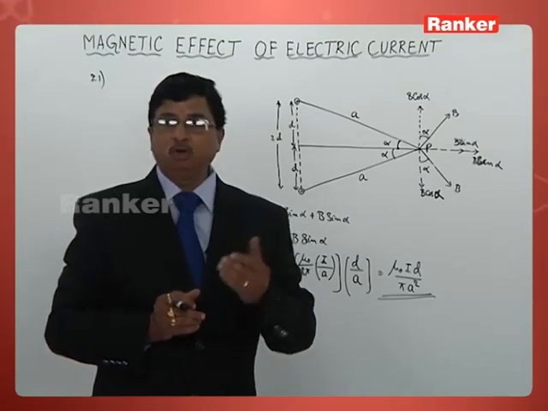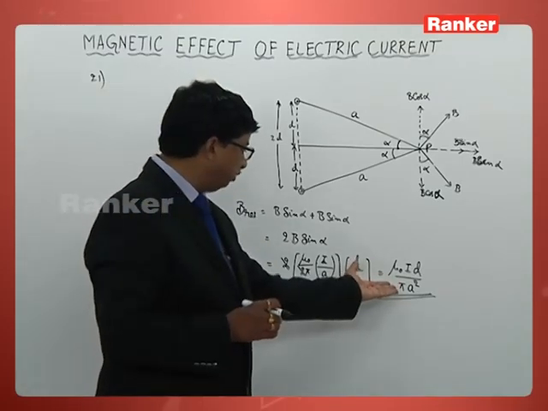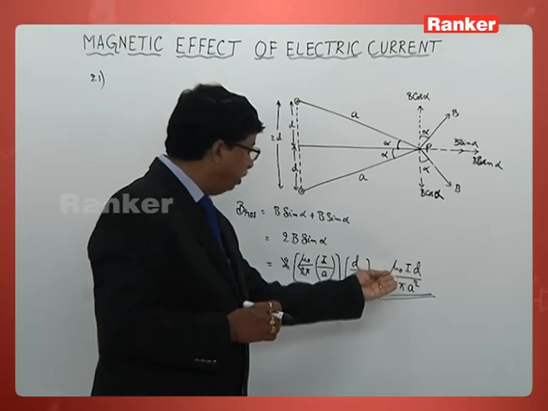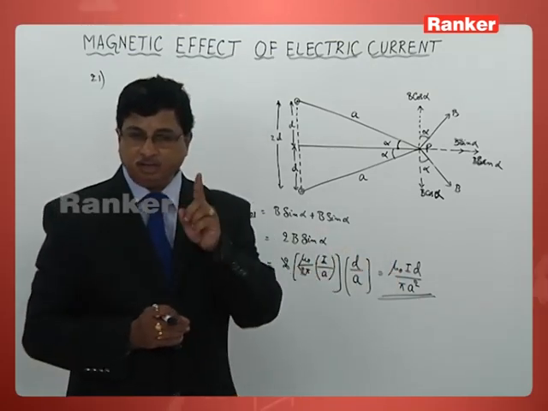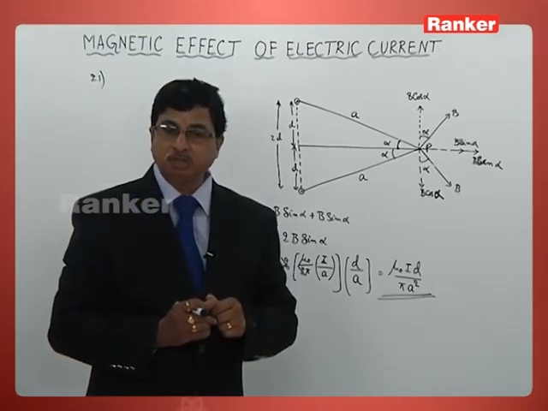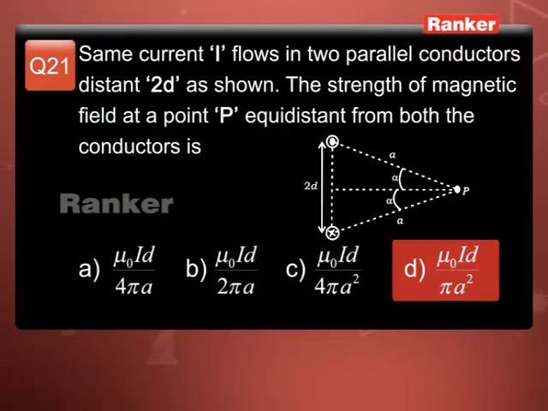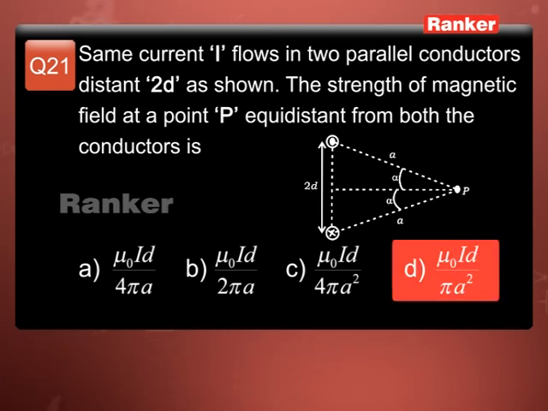That's not the right option. Mu naught I D by 2 pi A, the second option, even that is not correct. What has been calculated here is very much before you. It is mu naught I D by pi A square, which exactly coincides with the 4th option provided to us. So, mu naught I D by pi A square, thereby we can say the correct answer for this particular question is D, the 4th option.